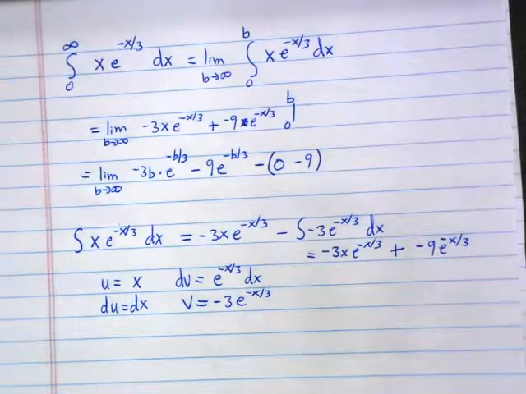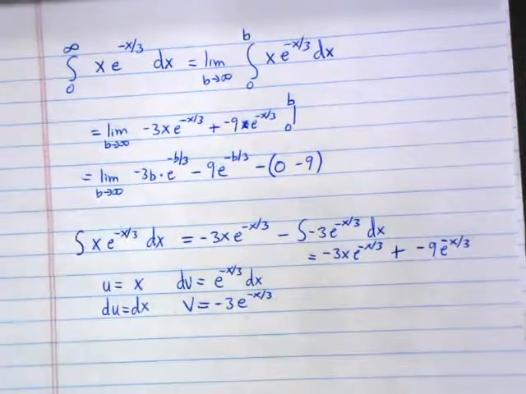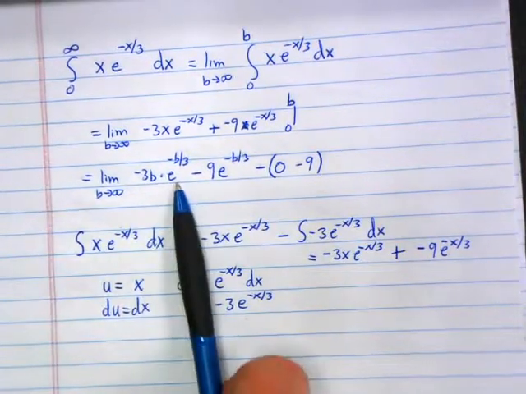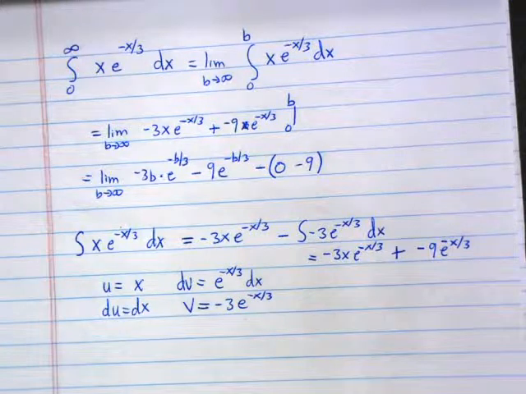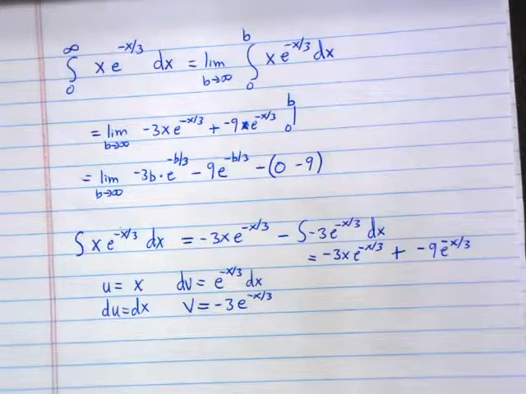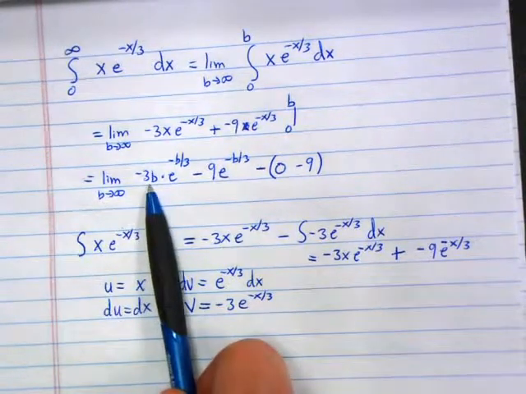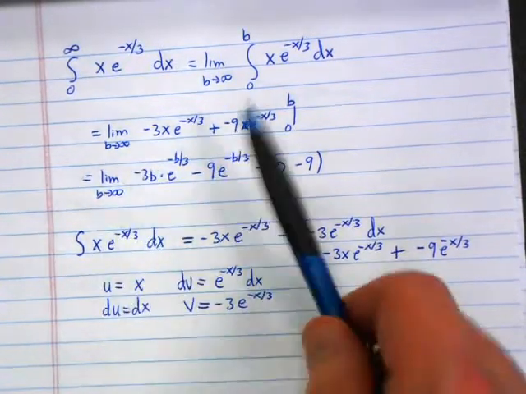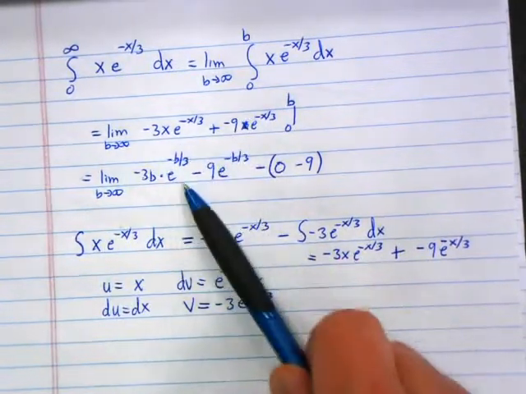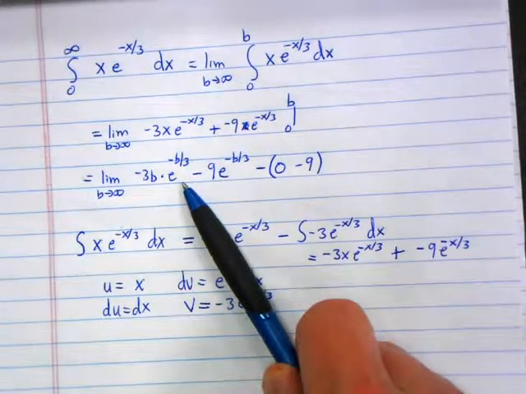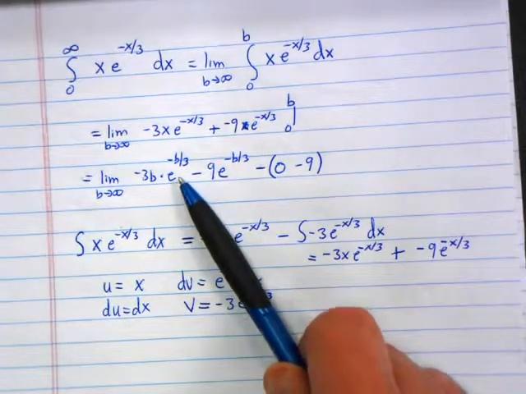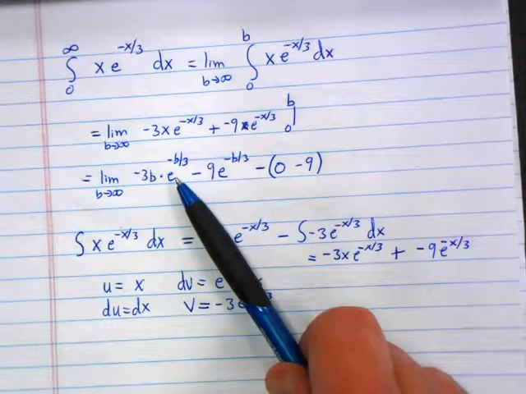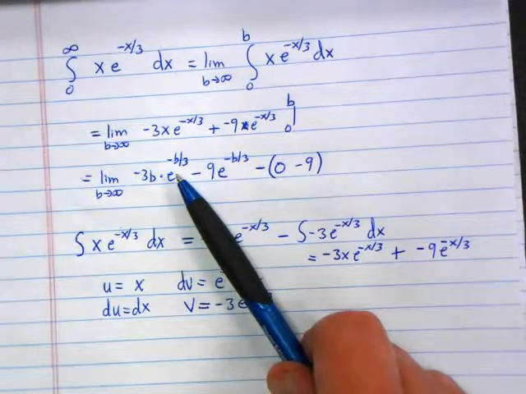Okay, now what happens? What's the limit as b goes to infinity of negative 3b times e to the negative b over 3? Well, when b goes to infinity, what happens to negative 3b? It gets close to negative infinity. When b gets close to infinity, what happens to this e to the negative b over 3? Not negative infinity. Not positive infinity. It's halfway in between. It's 0. Why is it 0?